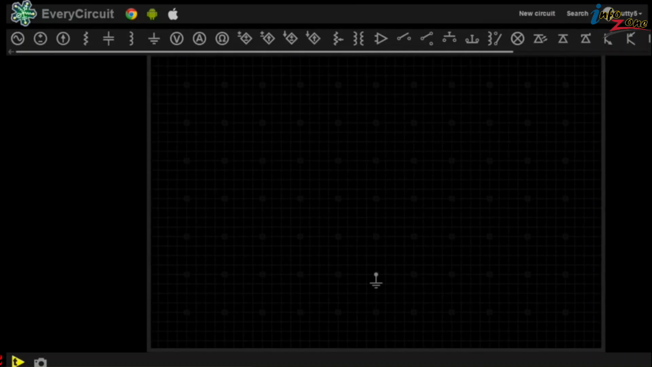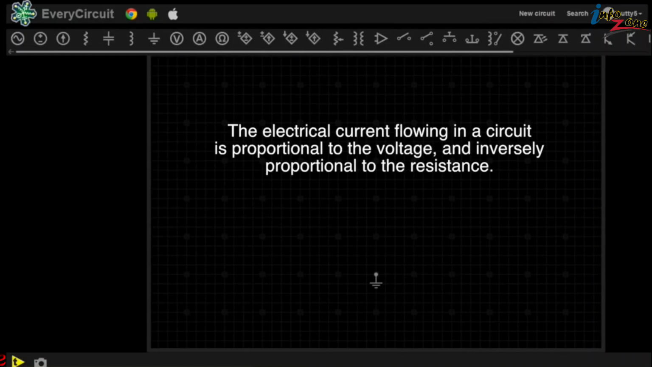So, what is Ohm's law? Well, Ohm's law states that the electrical current flowing in a circuit is proportional to the voltage and inversely proportional to the resistance. And that may be confusing. So we can do a visual demonstration to put those words into a visual picture. And we'll do that now.